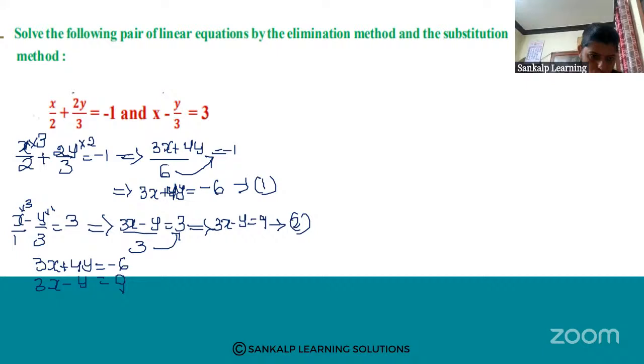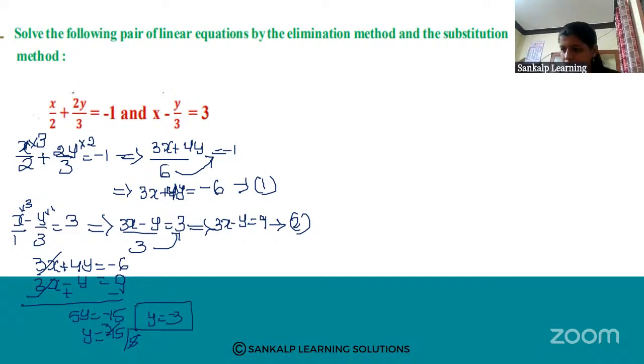Now here also 3x is there, here also 3x is there. Therefore I will eliminate x. For that I need to change the signs. 3x and 3x will get cancelled. 4y plus y is 5y is equal to minus 6 minus 9, that is minus 15. y is equal to minus 15 divided by 5. 5 threes are 15. Therefore, y is equal to minus 3 you will get.